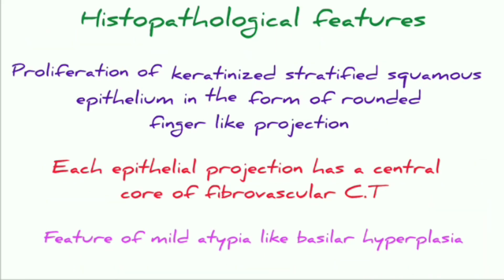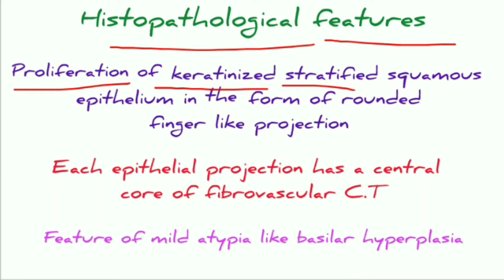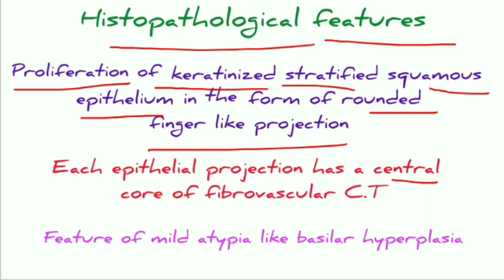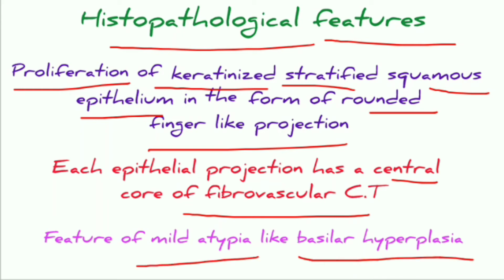Now let us see the histopathological features of this squamous papilloma. Here proliferation of keratinized stratified squamous epithelium in the form of round finger-like projections will be seen. Each epithelial projection has a central core of fibrovascular connective tissue. Features of mild atypia like basilar hyperplasia will be seen as well.